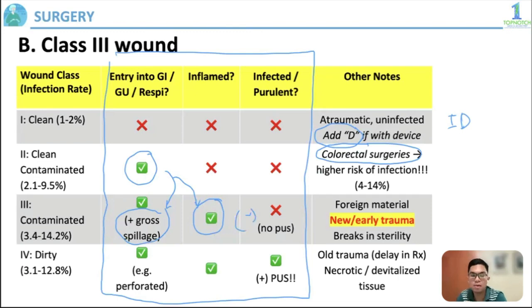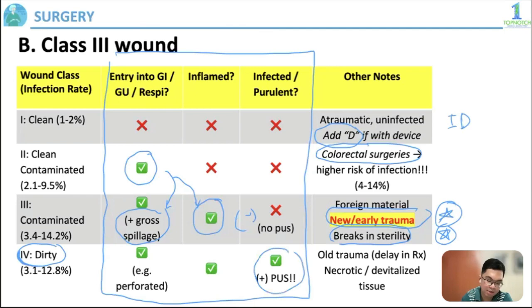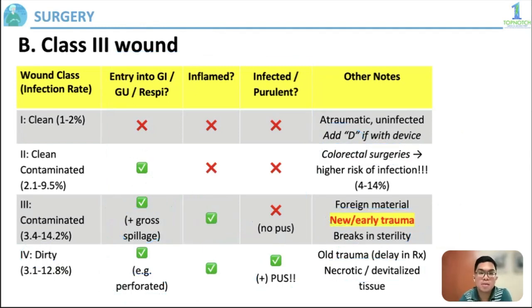Okay? So other caveats, so if there's foreign material or new or early trauma, so mga bagong sugat na penetrating wounds, kunwari, that's your class 3 din. Or breaks in sterility. For example, yung cardiac massage, part din yun ng contaminated wound. And dirty, so may bacteria na talaga or may infection na talaga. So there's already pus or the viscus is perforated. This also includes mga old na trauma na, so that it may already be colonized and already have a lot of bacterial load there and necrotic or devitalized tissue. So yun yung class 4. Okay? So I hope that this helps know yung progression ng findings and other notes. So I'll kindly read up on this na lang.